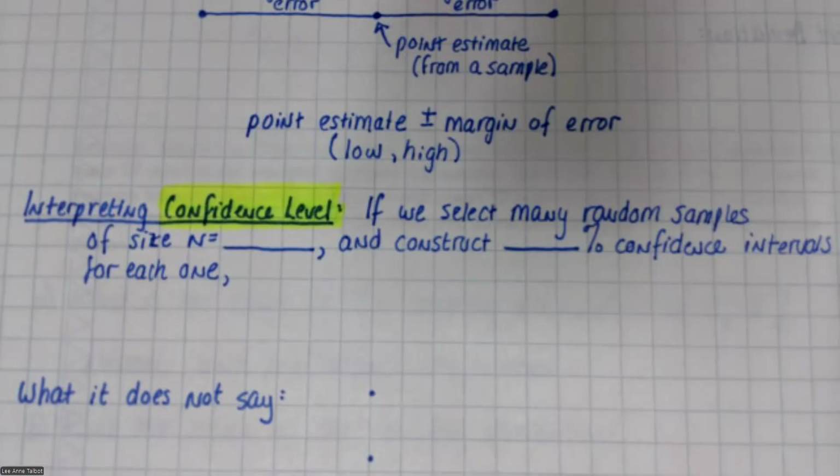We select many random samples of size blank. Okay, so you get a sample, and you go home and you get out your little TI 84 and you do the math I haven't taught you yet and construct a confidence interval. And then you go back out and get another sample. And then you go back home and get out your TI 84 and do the math I haven't taught you yet, and make another confidence interval. And then wash, rinse, repeat a lot of times.